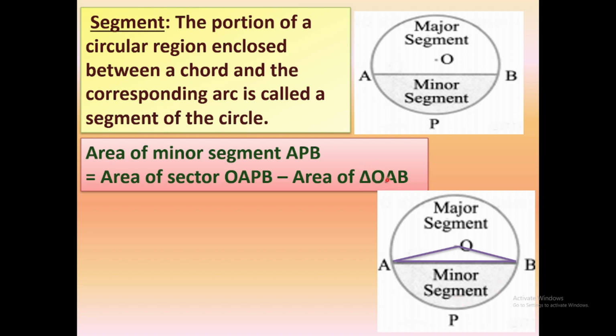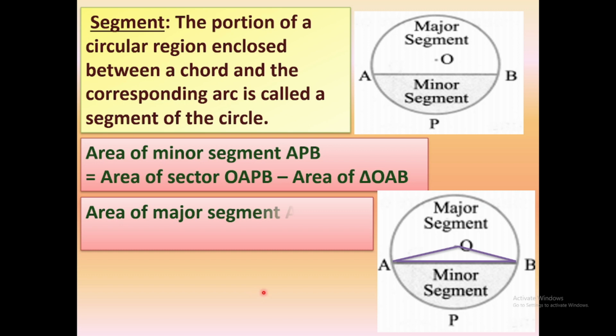Now it comes to how to find the area of the major segment. There are two ways. First, you find the area of the circle. From this area of the circle, if you subtract the area of the minor segment, you get the area of the major segment. The area of the circle, you all know, is pi r square, and from this you subtract the area of the minor segment to get the area of the major segment.